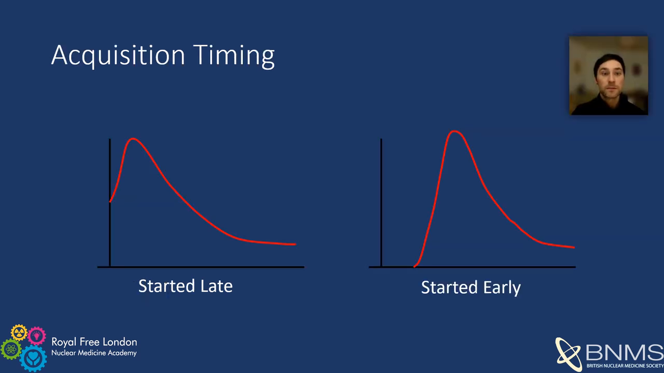If the acquisition is started late, it could mean the vascular phase of the renogram is missed when the tracer is delivered to the kidneys. This may result in incorrect background subtraction and miscalculation of relative function.